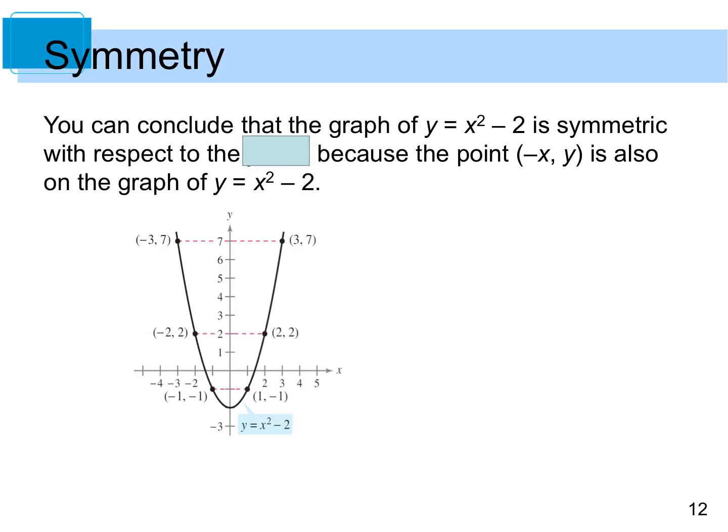It says you can conclude that the graph of y equals x squared minus 2 is symmetric with respect to the y-axis because the point negative x, y is also on the graph. So when the y stays the same and it's the y-axis, the x is what changes. So notice here, not only is the y-axis acting as a mirror, but also the y's stay the same, the x's are what change signs. So this is symmetric along the y-axis.